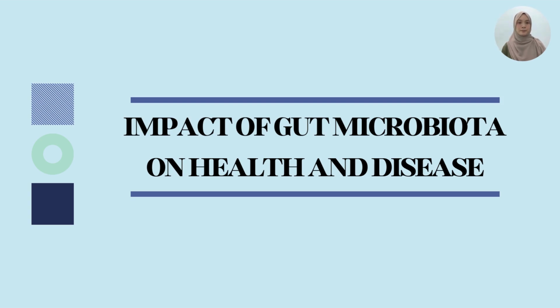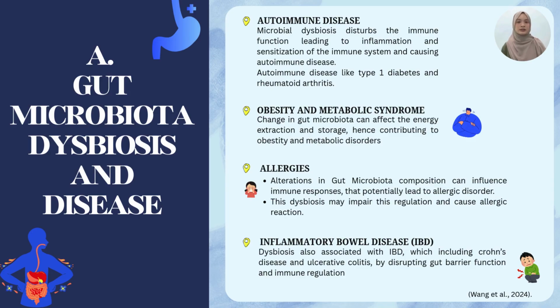Now, I'll be talking about the impact of the gut microbiota on our health and how imbalance in our gut bacteria, also known as dysbiosis, is connected to various diseases. First part is gut microbiota dysbiosis and disease. Dysbiosis weakens the immune system, contributing to autoimmune diseases like type 1 diabetes and rheumatoid arthritis. It can also cause allergy, asthma, and inflammatory bowel disease like Crohn's disease and ulcerative colitis.